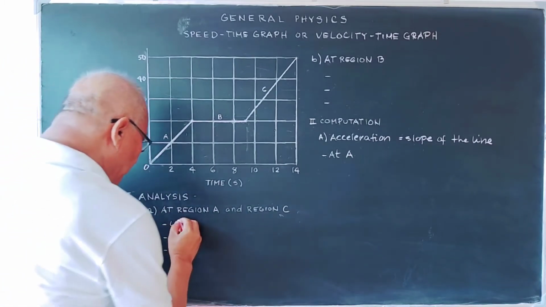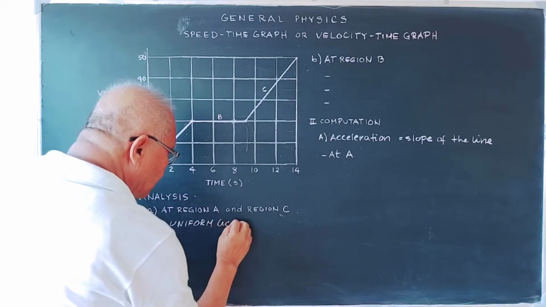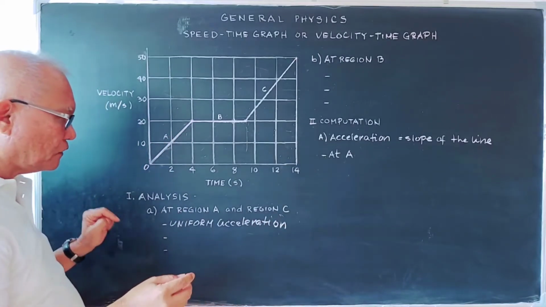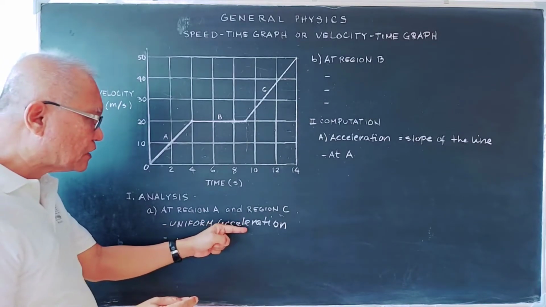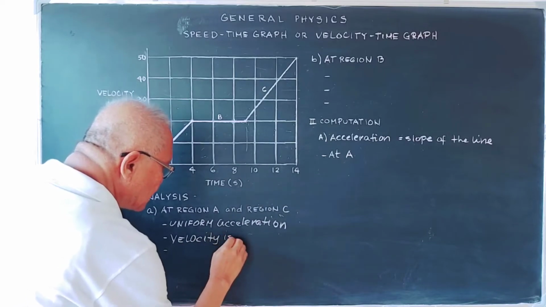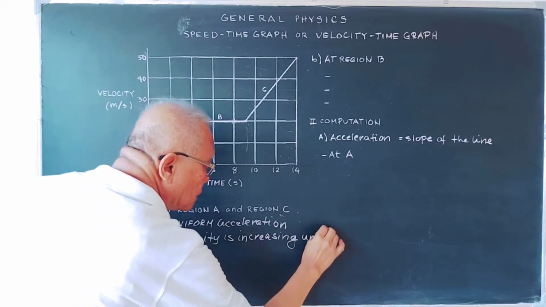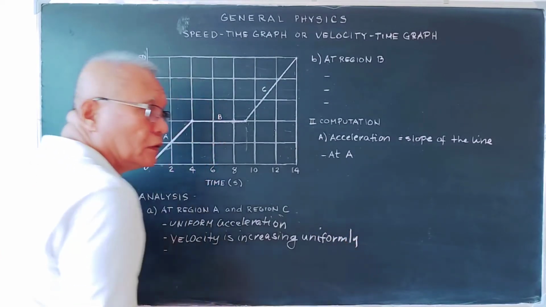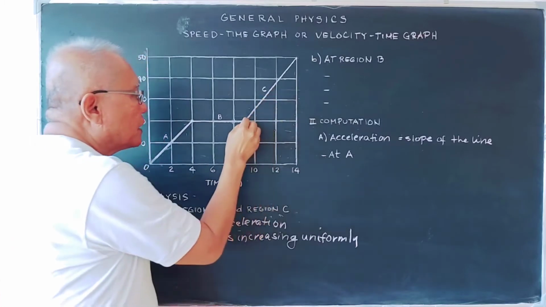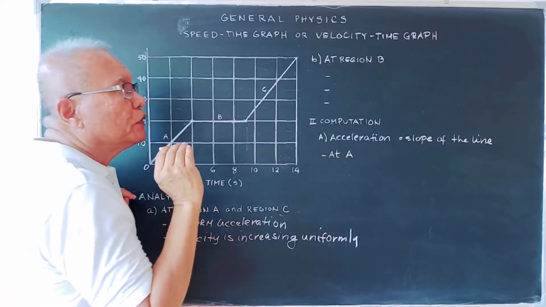Region A, we have here uniform acceleration here, or constant acceleration. If we have constant acceleration or uniform acceleration and that is positive, then we say that velocity is increasing uniformly. It's increasing uniformly because it's going up. It's positive. Okay. Just like at region C, that from here up to here, we have a uniform acceleration and the velocity is increasing uniformly.